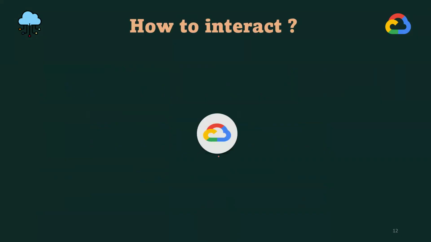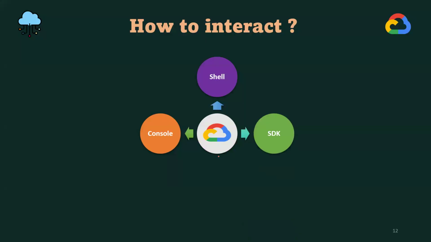If you guys wanted to interact with the GCP services, there are totally four methods. The very first one, console. The second method is Cloud Shell. The third method, SDK. The fourth method is APIs and third-party tools. Why do we have to interact with the GCP services? Can anyone tell me?